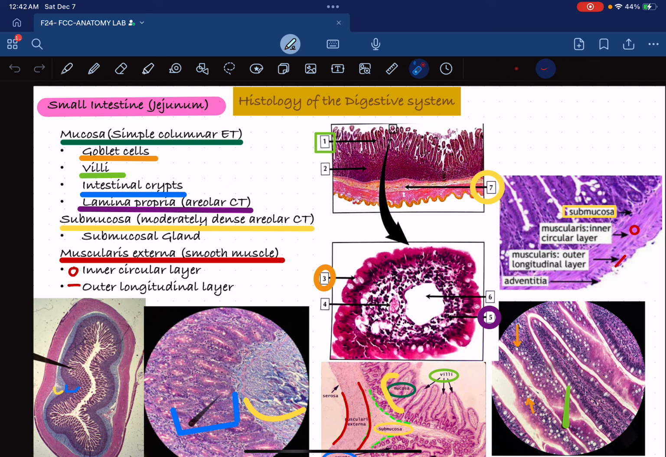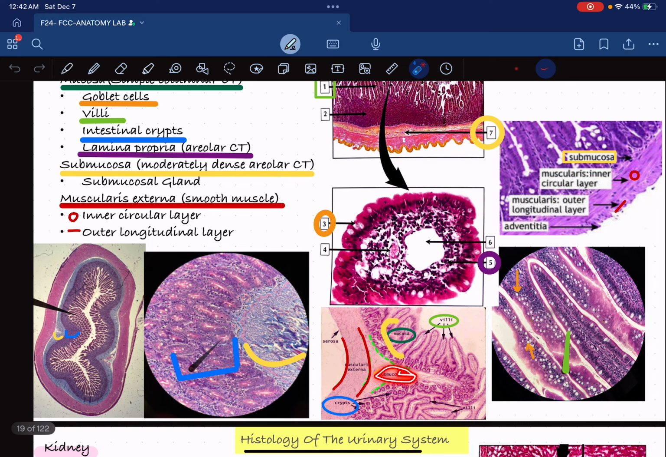Submucosa, which is made out of moderately dense areolar connective tissue, can be identified here in the yellow. Also right here. Ignore this yellow. The submucosa is also over here, and this blue portion over here. The submucosal glands I could not get a histology slide for, so you guys will just have to find that one on your own.